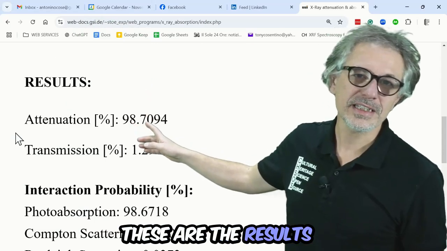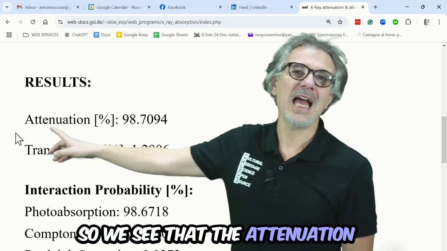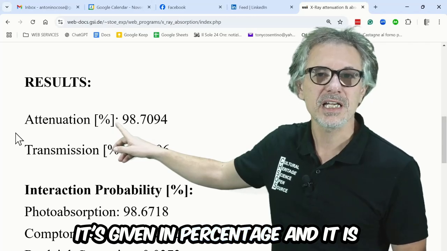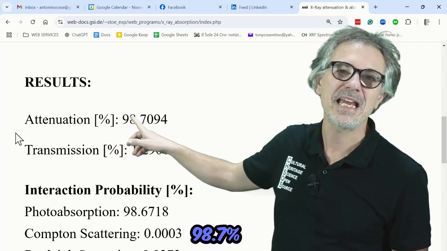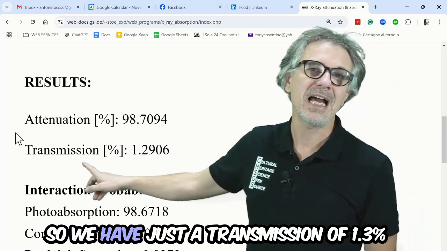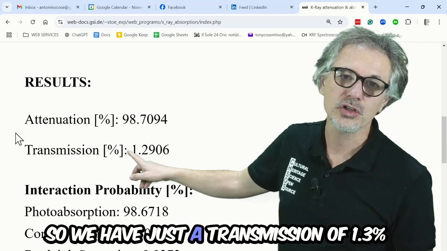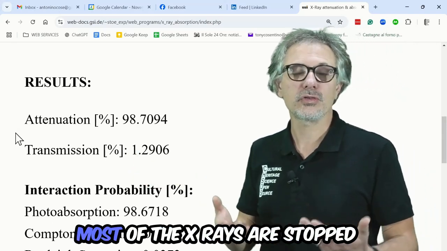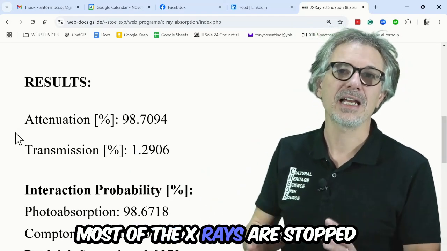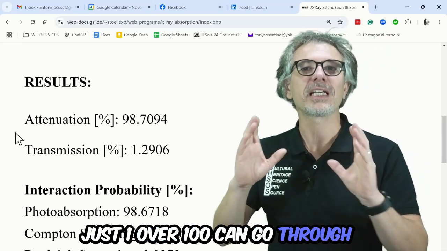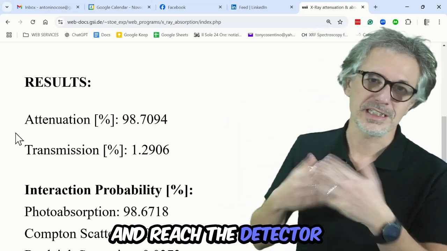These are the results. The attenuation is given in percentage, and it is 98.7%. So we have just a transmission of 1.3%. Most of the X-rays are stopped. Just 1 in 100 can go through and reach the detector.